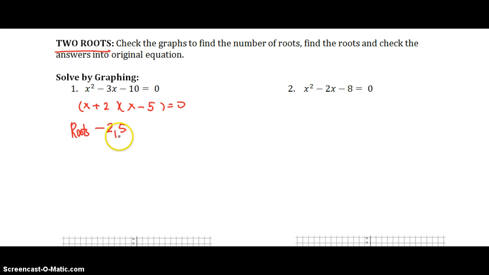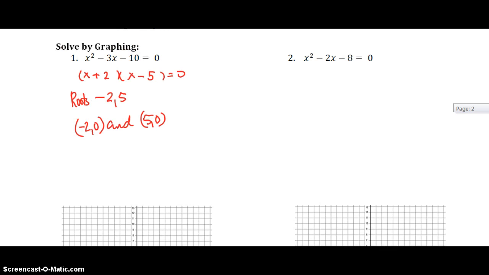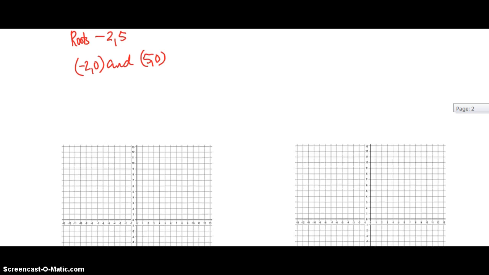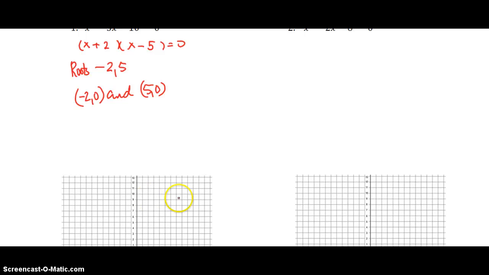Now be careful, that is not an ordered pair. That's actually negative 2, 0, and 5, 0, where the graph should hit the x-axis. So if you want to use your graphing calculator to check, or also we could, let's take the time to graph it down below. So what is our axis of symmetry?